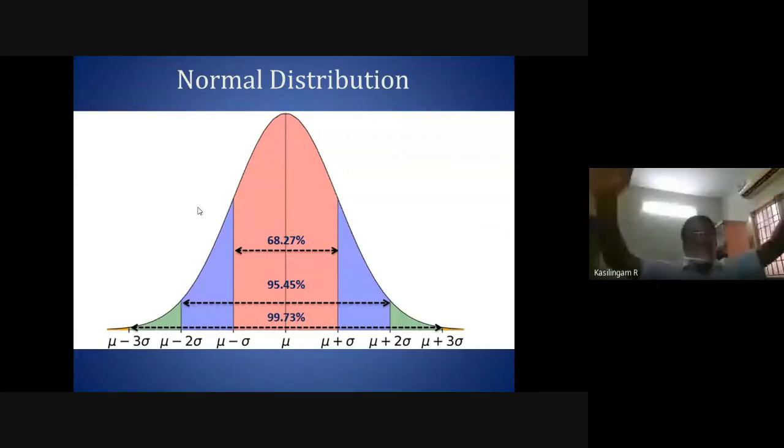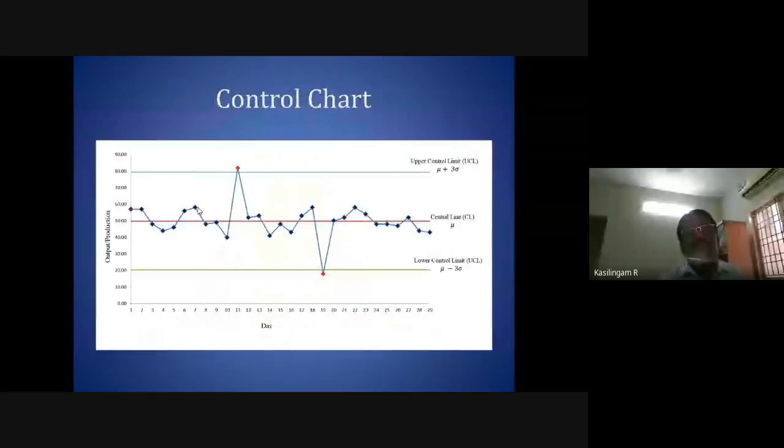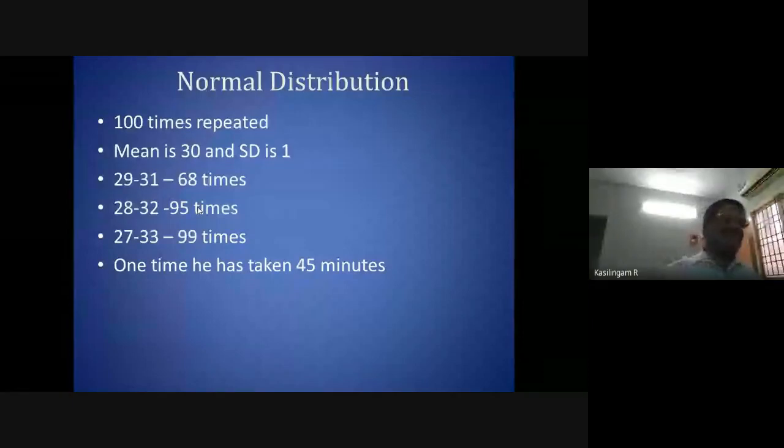If I say that Lenin will take 20 to 32 minutes, that is my statement, then my statement will be right 95 times out of 100. That is my level of confidence. 5 times he will go to that side or this side, and that I am rejecting. This is the normal distribution. This is the explanation for the normal distribution.